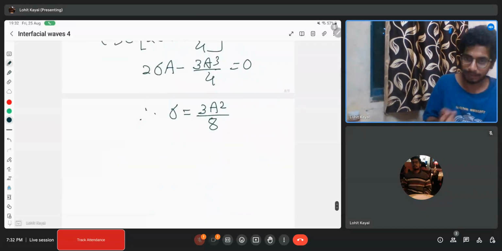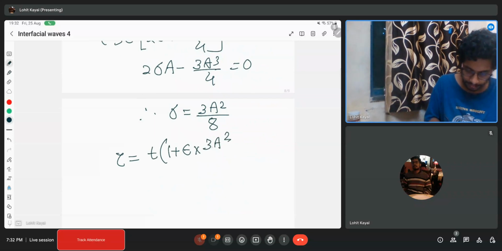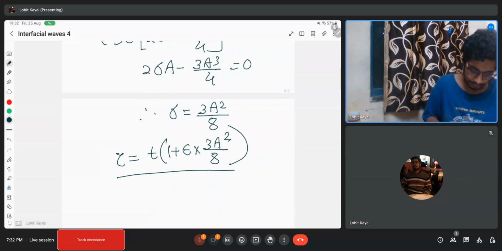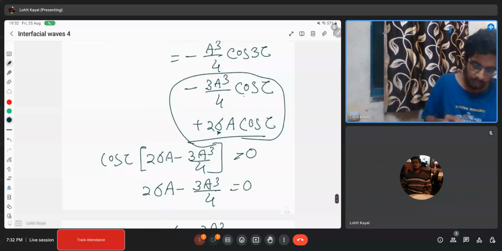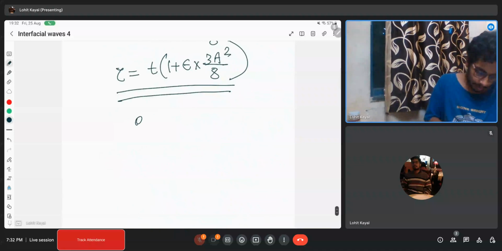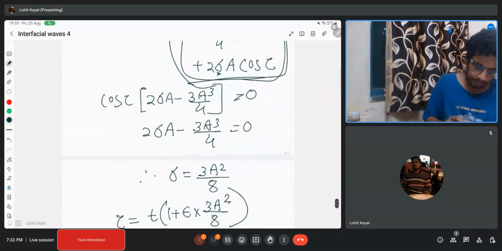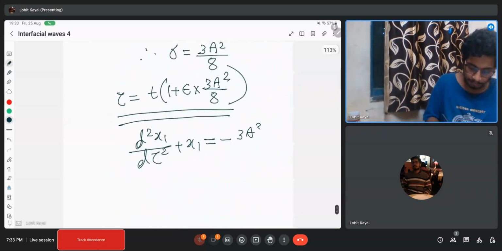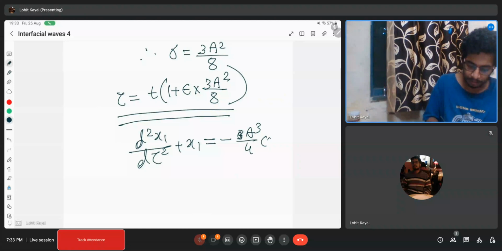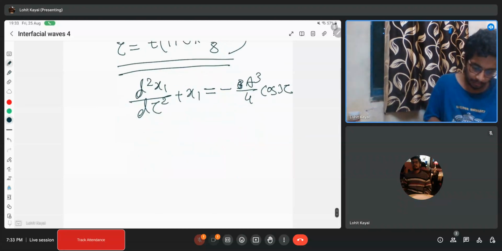So what will be your modified time? Your modified time tau will be t into 1 plus epsilon into 3a square by 8. Now when you have removed this term, you are only left with d square x1 by d tau square plus x1 equal to minus a cube by 4 cos 3 tau, because we have already removed the cosine term, and we can solve it very easily.